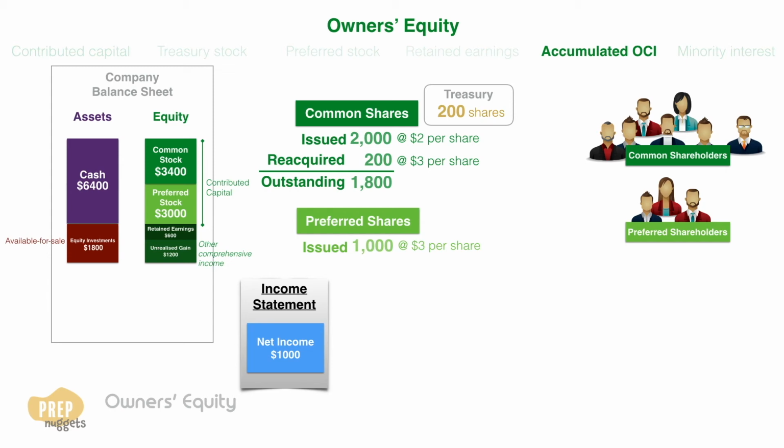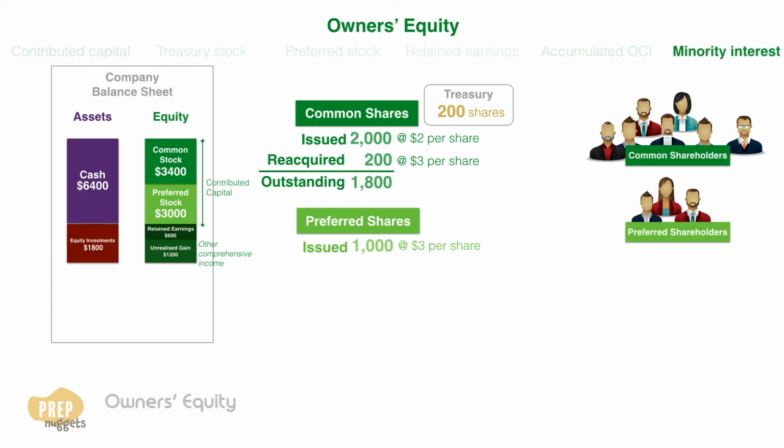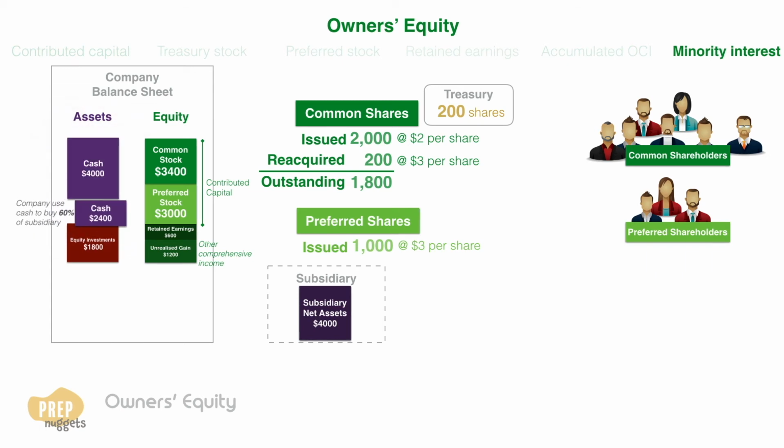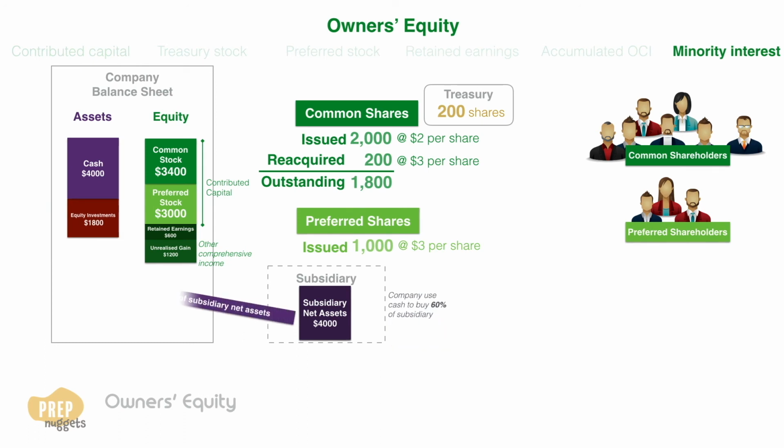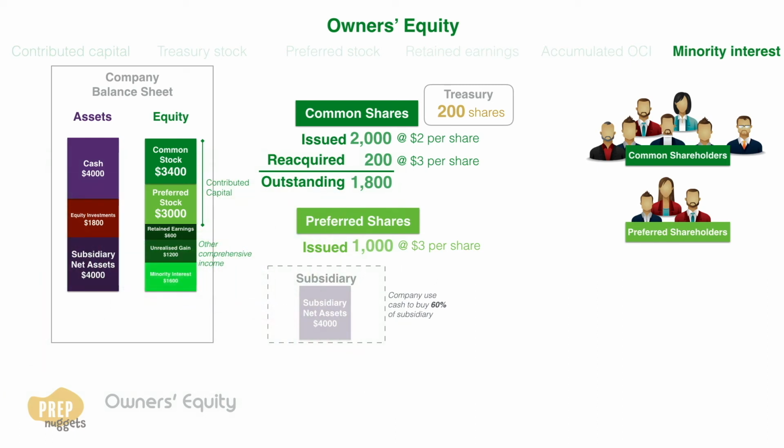And finally, minority interest is the minority shareholder's pro rata share of the net assets of a subsidiary that is not wholly owned by the parent. So, for example, let's say the company acquires a controlling 60% stake in a subsidiary, which has $4,000 in net assets. The company pays $2,400 in cash. Under accounting rules, the entire net assets of the subsidiary is reported in the company's balance sheet. However, since the company only owns 60% of the subsidiary, the remaining 40% is reported as minority interest.